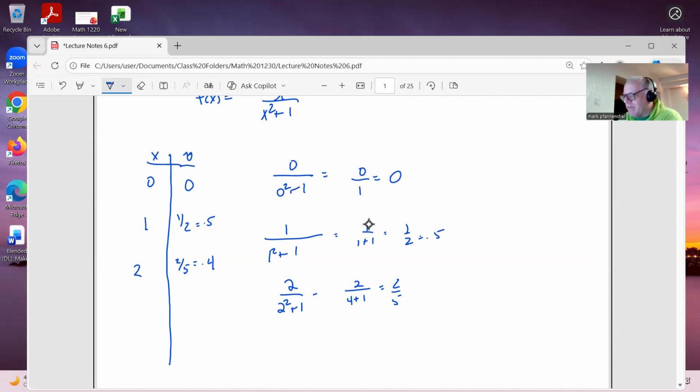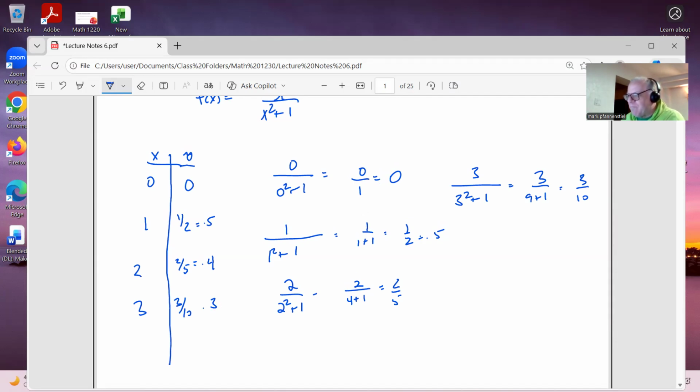Okay, let's go ahead and plug in 3. So we're going to have 3 over 3 squared plus 1. So we have 3 over 9 plus 1, which is going to be 3 over 10, or 0.3. I put the decimals in here just so I give a better chance of graphing them. And we can see it's 0.5, 0.4, 0.3, etc.